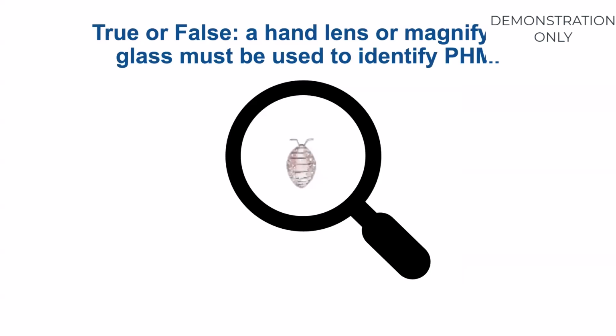Next question: true or false? A hand lens or magnifying glass must be used to identify PHM.